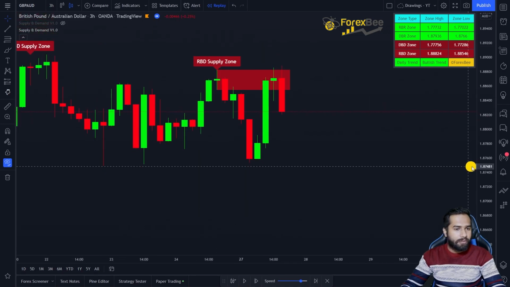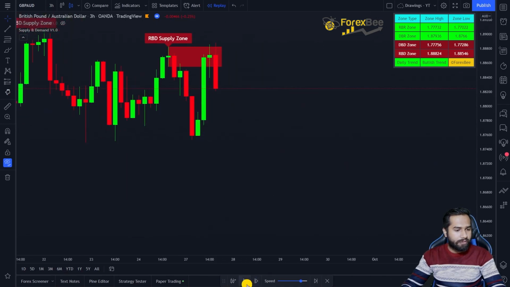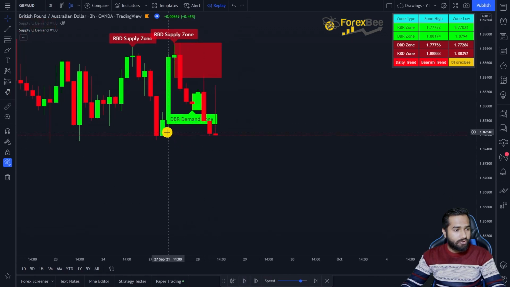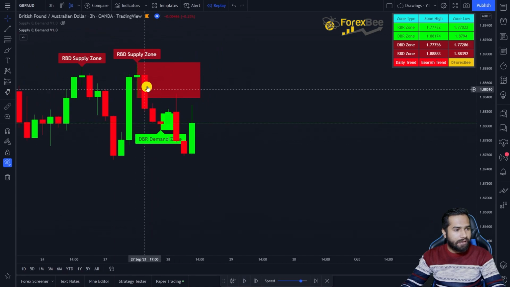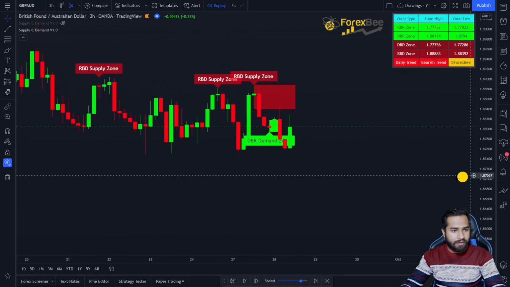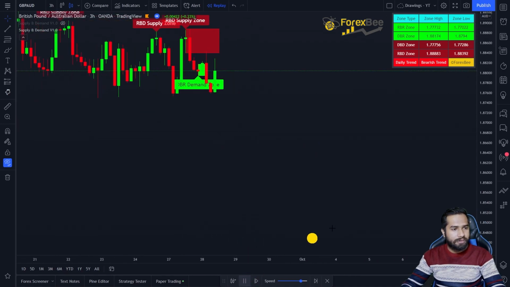Let me just forward play the market in the forward direction. So let's forward play it, and again another zone is detected, that is our rally based drop supply zone, and at this zone as well the indicator is drawing the zone in real time, and after the formation of the zone the market came back in order to pick the pending orders here, and after that it's going to move in the bearish direction. So let me just forward play the market.